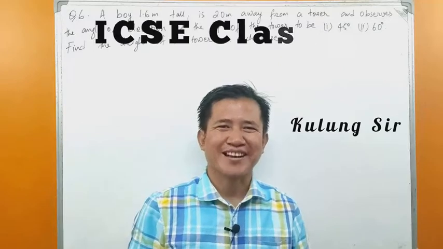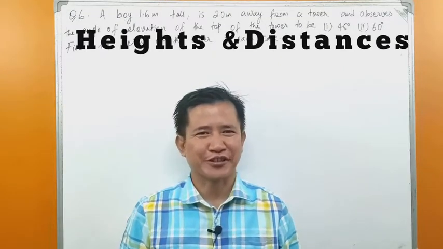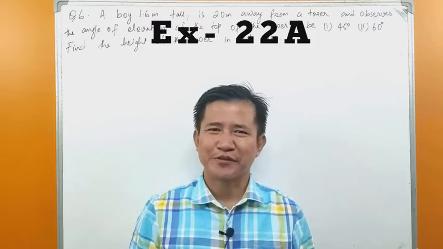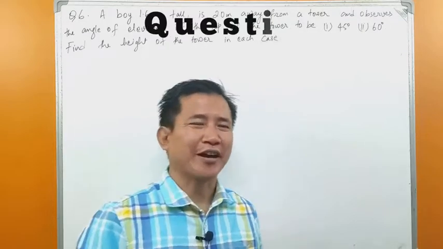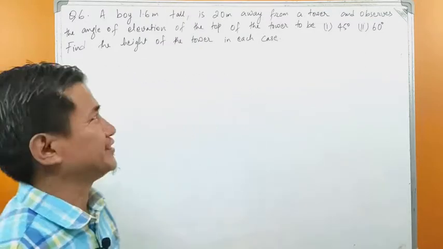Hello students, welcome back. So we are doing heights and distances, exercise 22A from trigonometry. In our previous videos we have completed till question number 5, and today we'll start right from question number 6 onward. Okay, so let's begin.